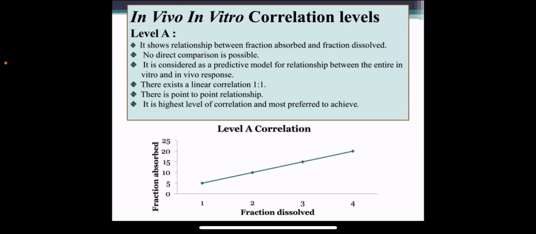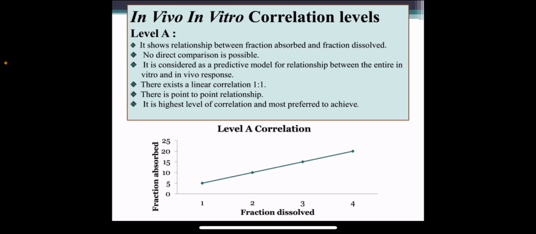So next is the levels of in vivo correlation. There are 4 levels: level A, level B, level C, level D, and multiple level C. First comes the level A. It shows the relationship between the fraction absorbed and fraction dissolved.